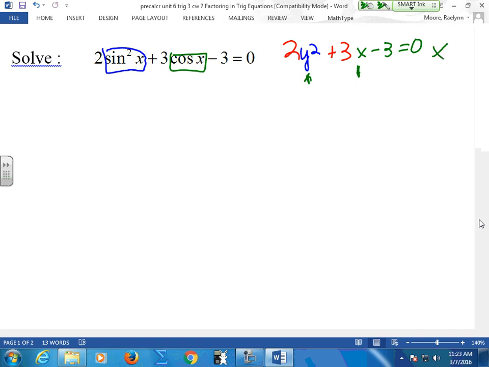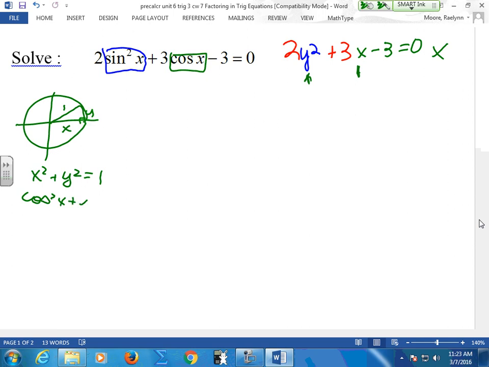However, in trig, there's a little special identity that you have called Pythagorean's identity. Here's my unit circle. It's a 1. There's my x, there's my y. X squared plus y squared equals 1. And on a unit circle, the cosine is the x, the sine is the y. So don't I have this nice little identity? Cosine squared plus sine squared equals 1.